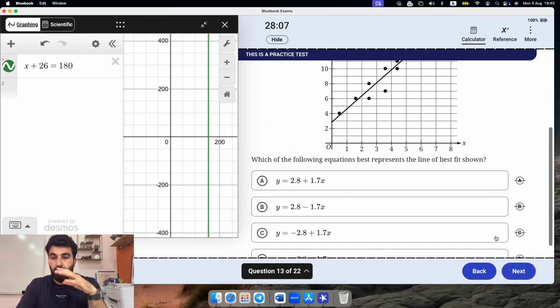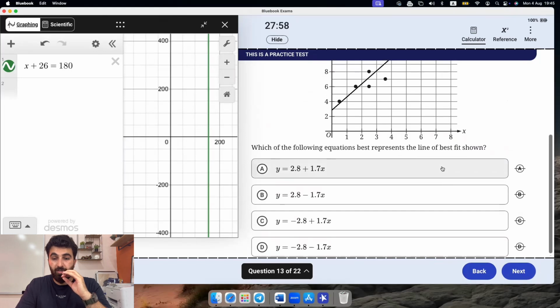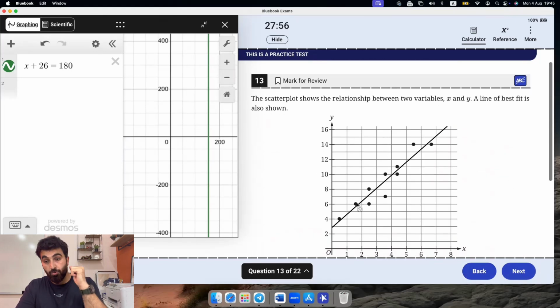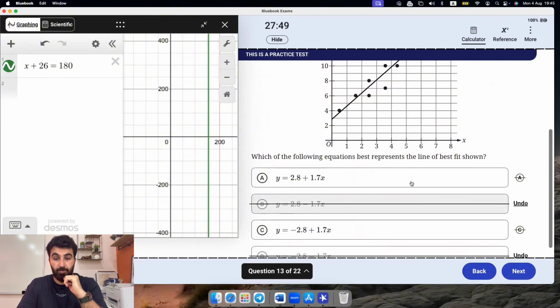Question 13. You are given the scatter plot. Which of the following equations best represents the line of best fit shown? Okay, you see, I deal with the slope first. Because it goes up, the slope is positive. In case B, the slope is negative. In case D, the slope is negative. I'm not going to pick these two.